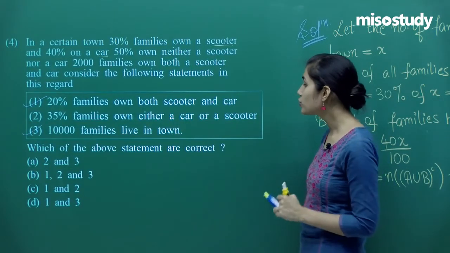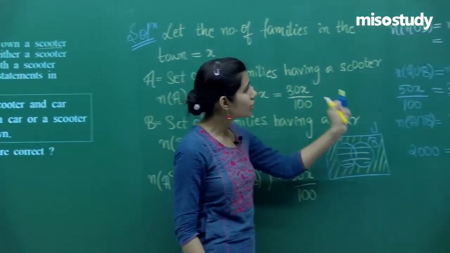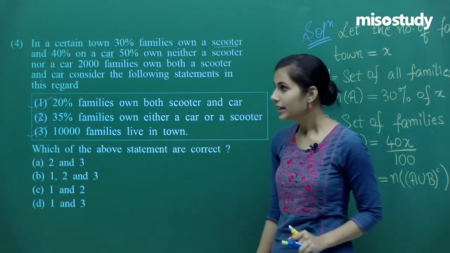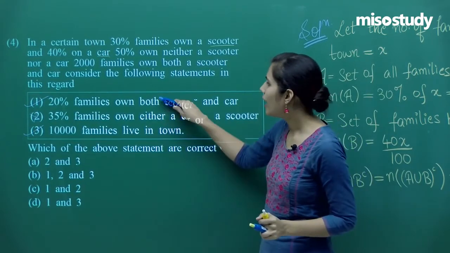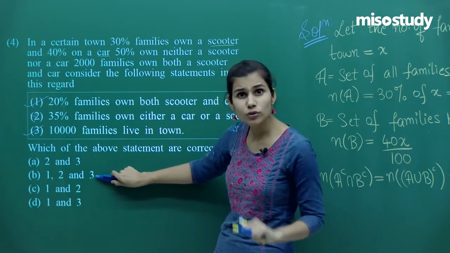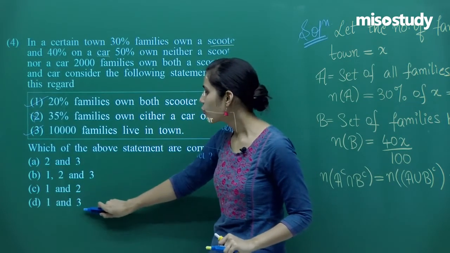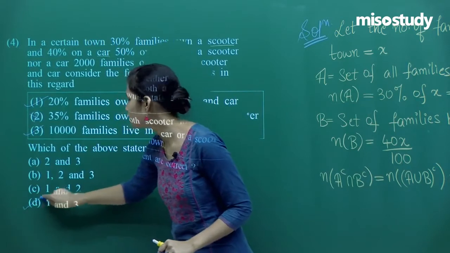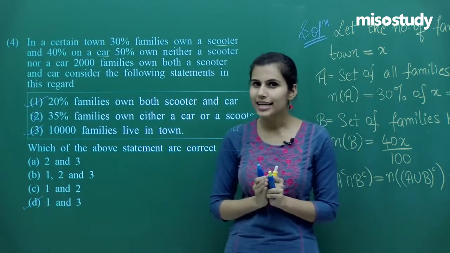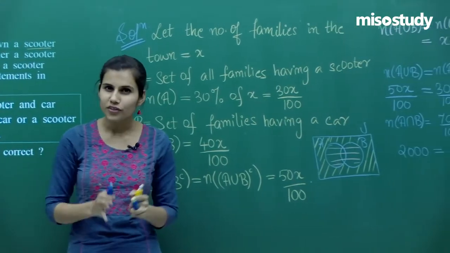35% families own either a scooter or a car, which means A union B should be 35% of x. That is not something that we are getting, and therefore the second situation is not true. Just look at the options. One says 1 and 3 is correct. This does not say that. This says 2 is also correct, but 2 is not correct. This says 3 is not correct, but it is correct. So 1 and 3, the D option, is the perfect option because it says 1 is correct and 3 is correct. This is how you deal with questions like these. Quickly understand this, note this down in your notebooks and be prepared for the next one.